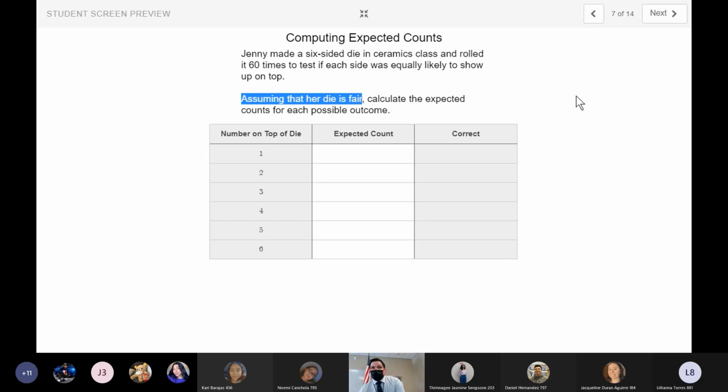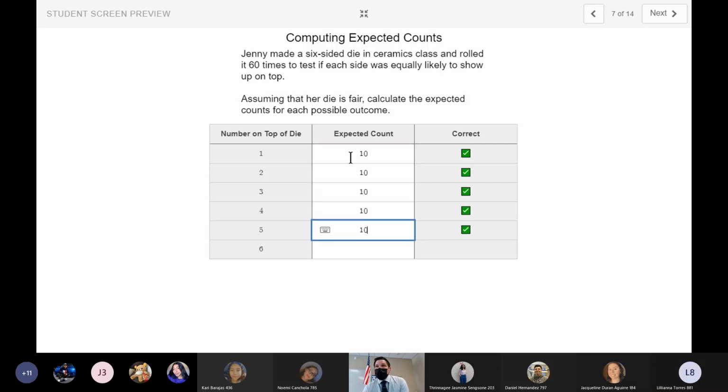Right, which also means that we just evenly distribute the 60 rolls of the dice between all of the sides, and we get 10s for each spot. This happens when we have an assumption of an even distribution, or everything is equally likely, or it's fair. Is there anything I can clarify about this example?